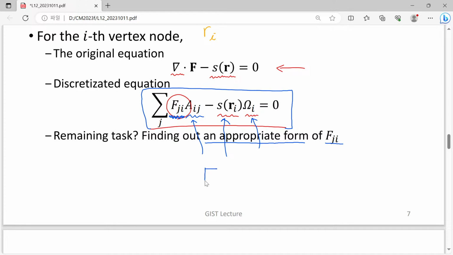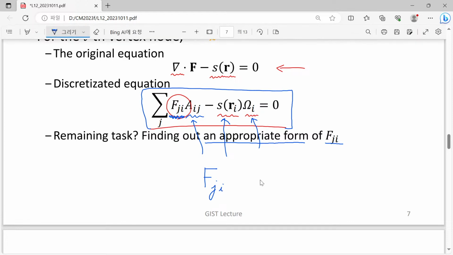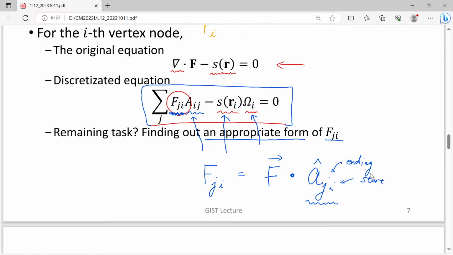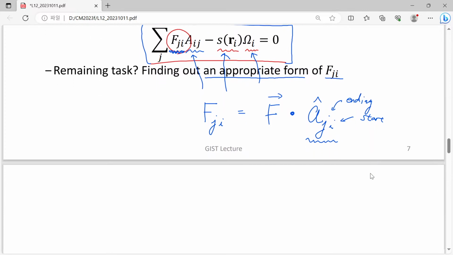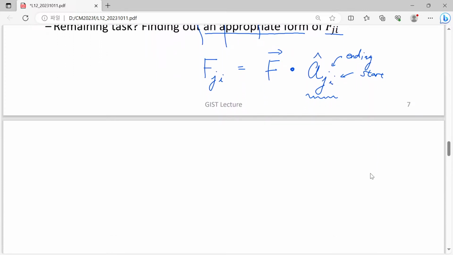Once again, this f sub ji is the component of our f which is aligned with a certain vector ji. This is a unit vector connecting r sub j and r sub I, where I is the starting point and j is the ending point. So everybody can understand this one quite easily. But if you have any question, please interrupt me anytime.